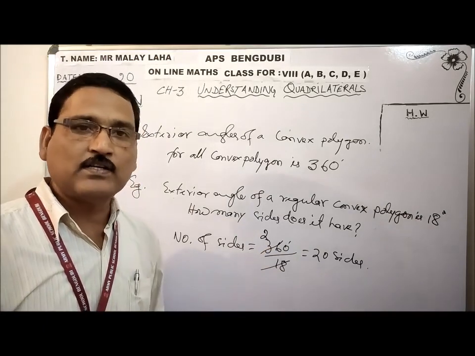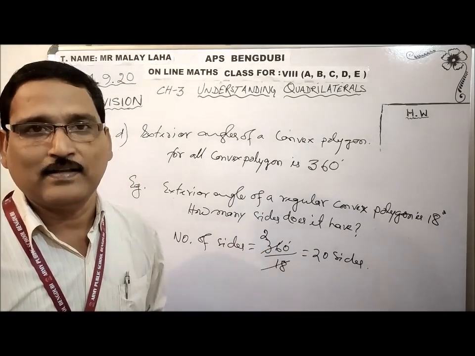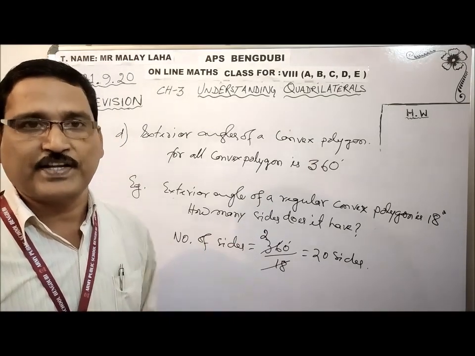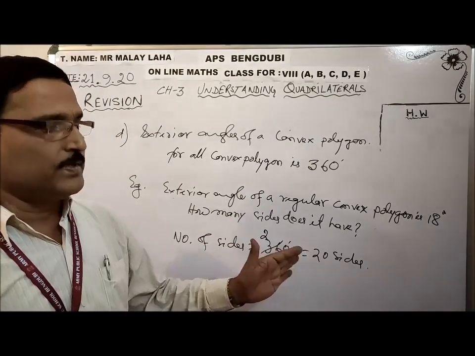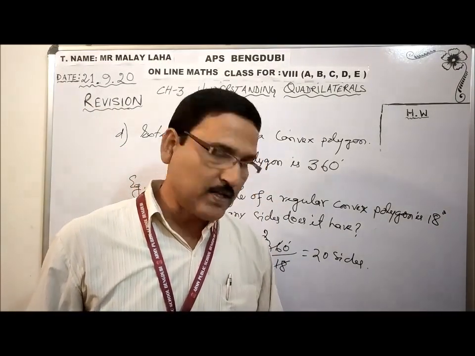If you divide 360 by the angle, you will get the side. If you divide it by the side, you will get the angle. This is a very important area you have to remember. So basically, I have given one example. I can set so many types of examples.